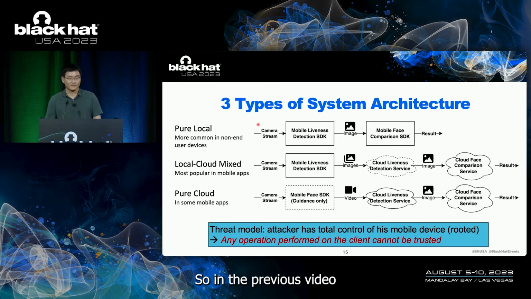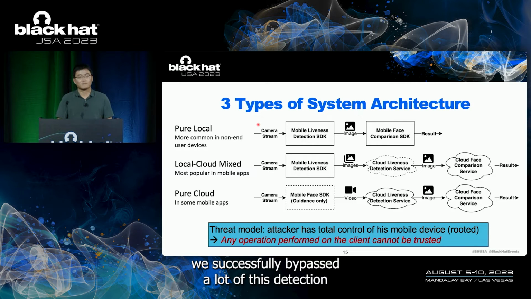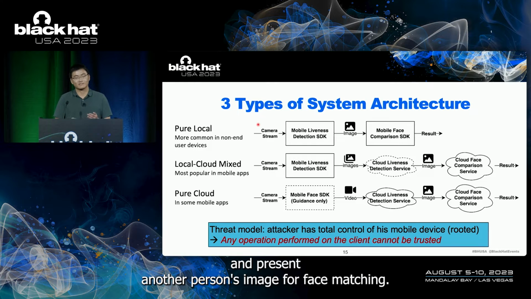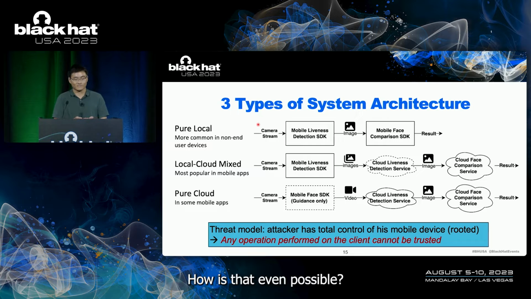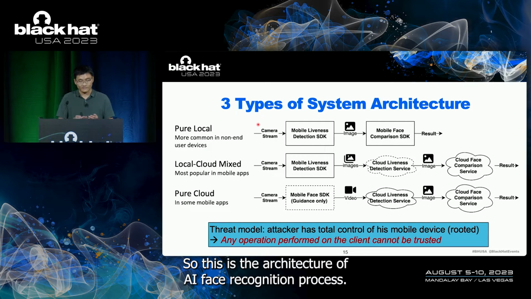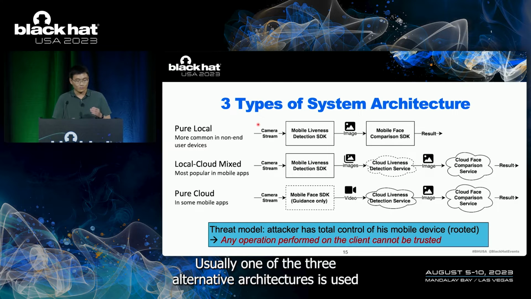So in the previous video, we successfully bypassed the liveness detection and presented another person's image for face matching. How is that even possible? Here comes the technical part. This is the architecture of a face recognition process. Usually one of three alternative architectures is used.